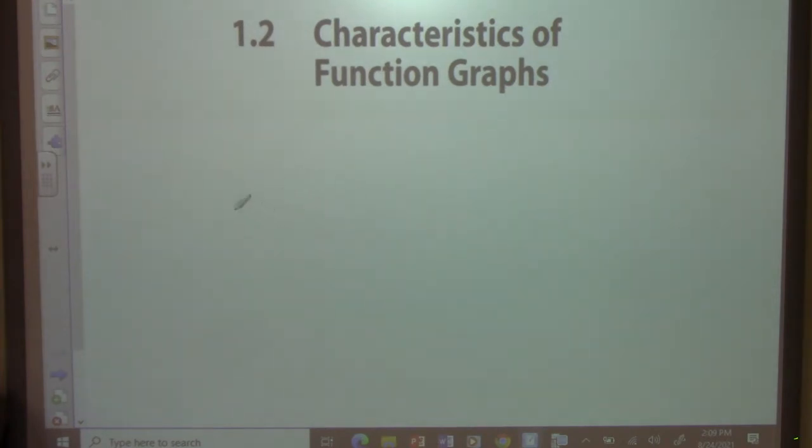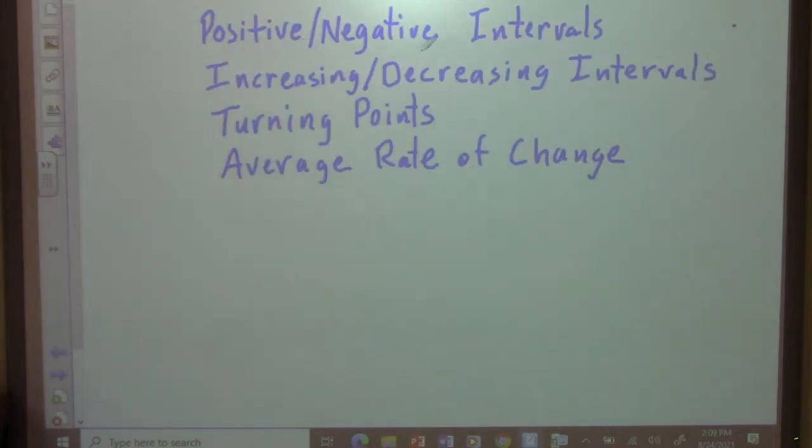All right. What we're going to do is we're going to pile on and get some more characteristics of functions today. We're going to talk about where functions are positive and negative.